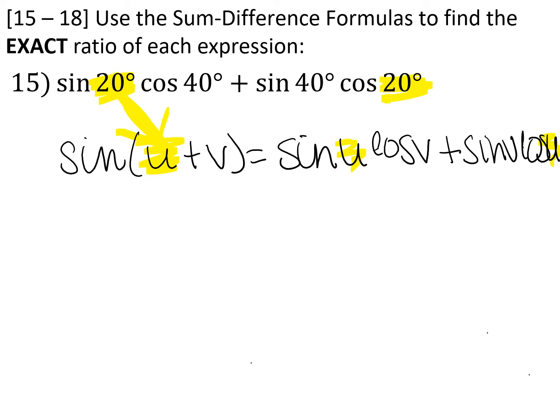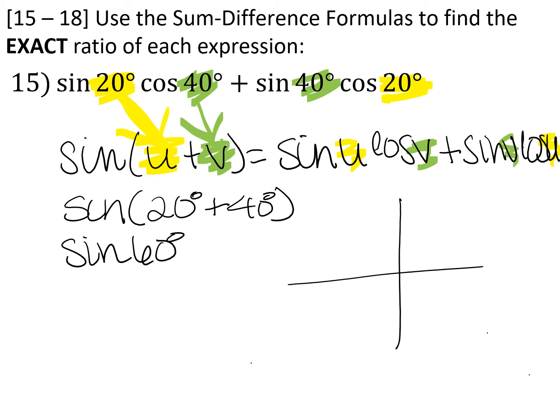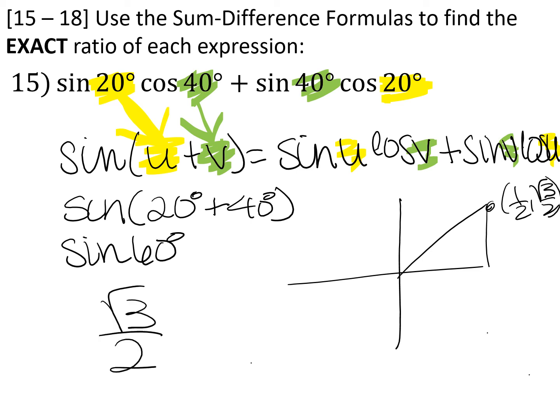Then if I look further, I have an angle v that pops up here and here, which gives me angle 40. So my next answer would be sine of, my u is 20, plus my v is 40. When I add those, I get a 60-degree angle, and sine of 60 is in quadrant 1. It's this ratio right here. So my final answer would be root 3 over 2.